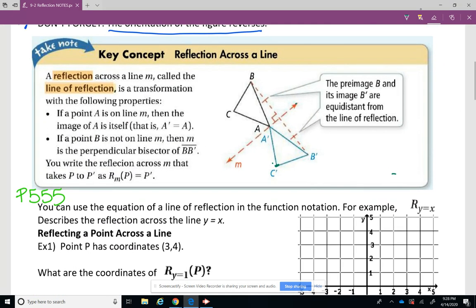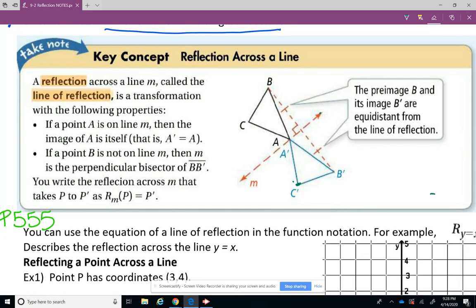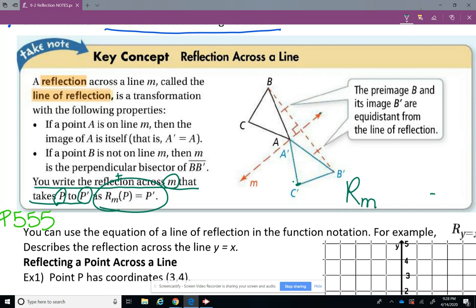Let me erase that. All right, you write the reflection. There's a typo right here. You write the reflection across line M that takes P and reflects it to P prime as this. So the reflection, just like yesterday we did T for translation, the reflection across line M has to tell you the line they're reflecting it over. It's called a subscript. It's below.